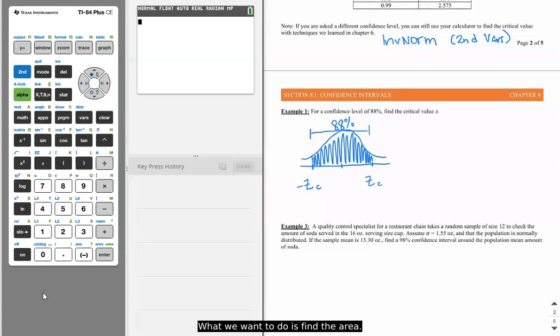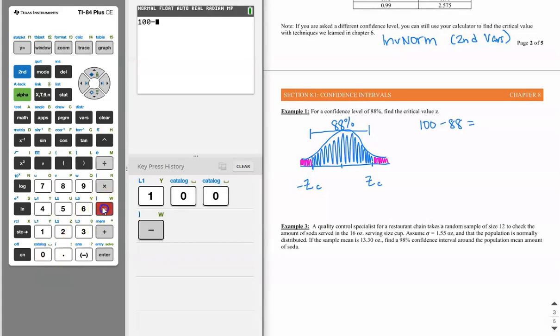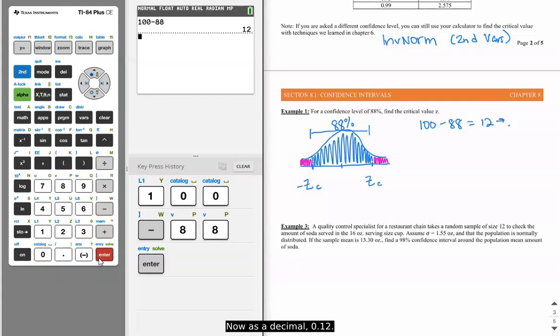So what we want to do is find the area. Let me change the color. We want to figure out what is this little piece here. You can actually find either piece. I'll talk about both. We know our curve is a total of 100%. So I could take 100 minus 88, so 12. Now as a decimal, 0.12.